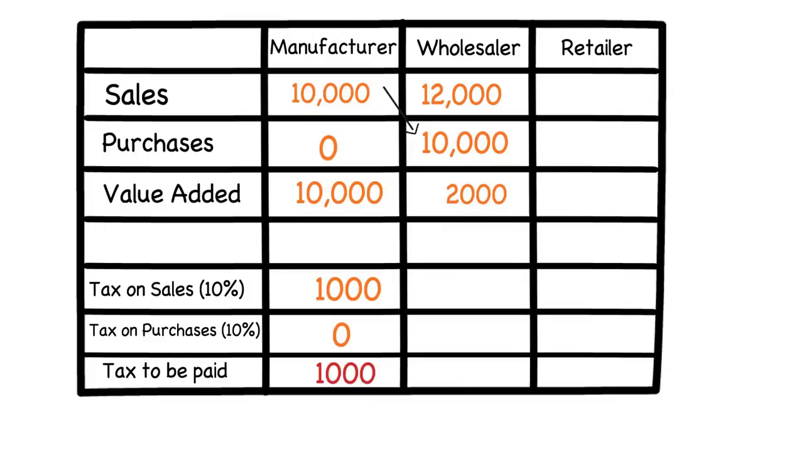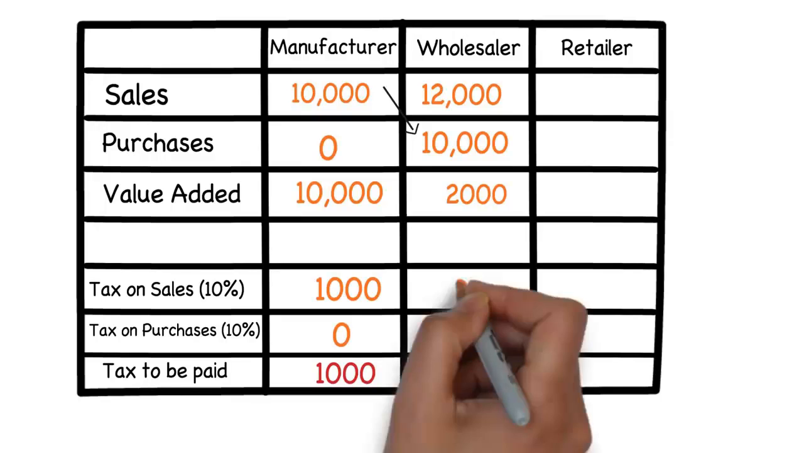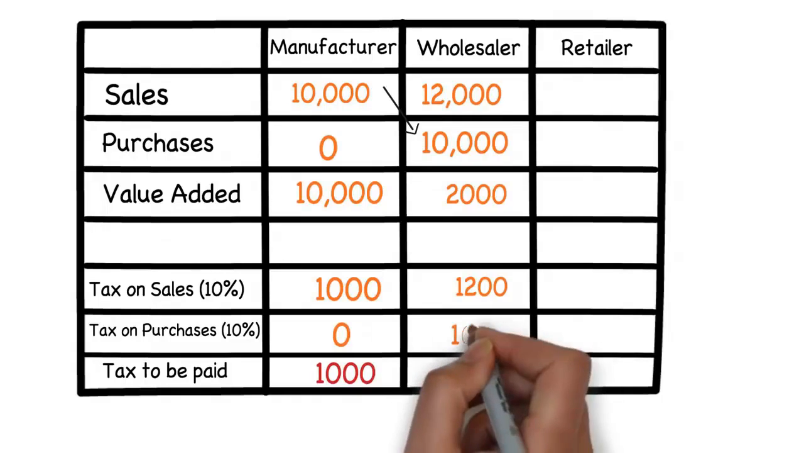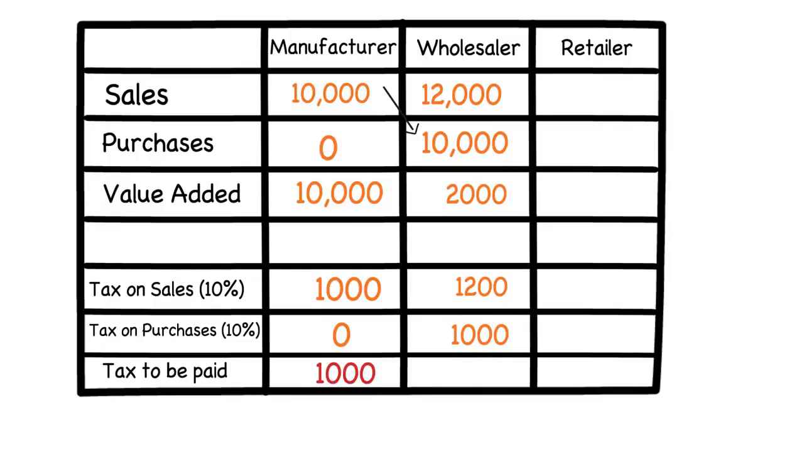The wholesaler's tax on sales is 10% of his selling price of rupees 12,000, which is 1,200. And the tax on purchases is 10% of the price at which he purchased from the manufacturer. Since the manufacturer has already paid the tax on his selling price, the wholesaler needs to pay only his value add, which is tax on sales minus tax on purchases. This amounts to 10% of 2,000, that is 200. The wholesaler thus needs to pay only rupees 200 instead of rupees 1,200 if he can furnish documents which show that the manufacturer has paid his part.